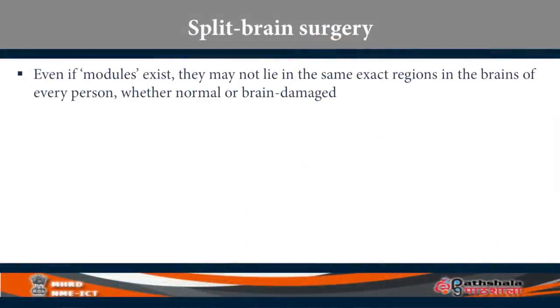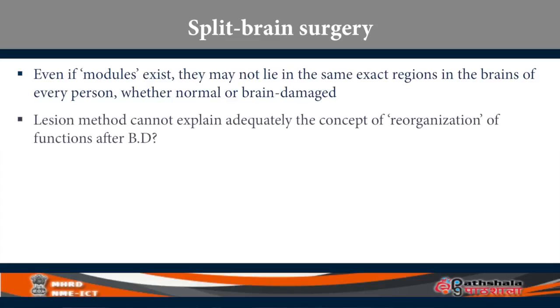Okay, let's assume that modules exist. Even if you accept modules exist, they may not lie in the same exact position in everybody. In both normal and brain damaged patients, how can we assume that these so-called modules, semantic module, phonology module, syntax module, exist in exactly the same location in every brain? That is another problem.